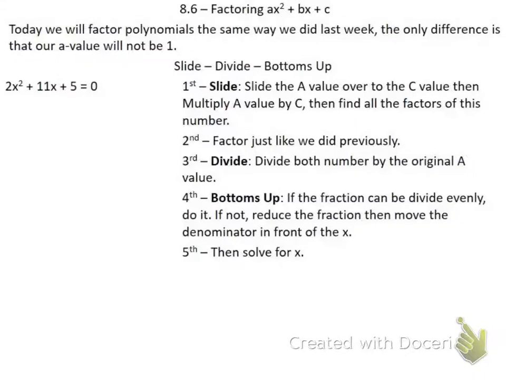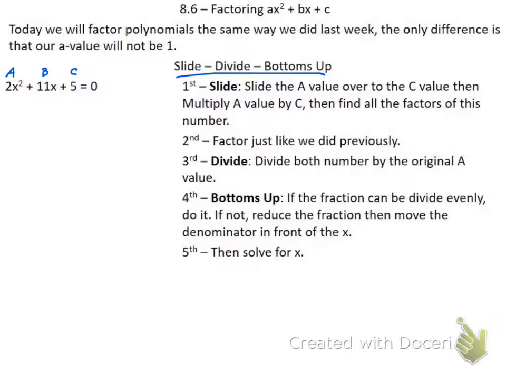Okay, so today what we're going to do is going to be kind of similar to what we did previously. We're going to factor it kind of the same way. Only difference in what we're doing today is that our a value will not be 1. So we'll always have a number in front of our x squared. If you remember, we have our a, our b, and our c value. So now we have a number in front of our x squared, so we have to do something that we're going to call slide, divide, bottoms up.